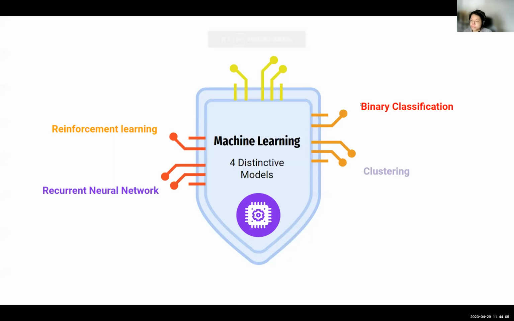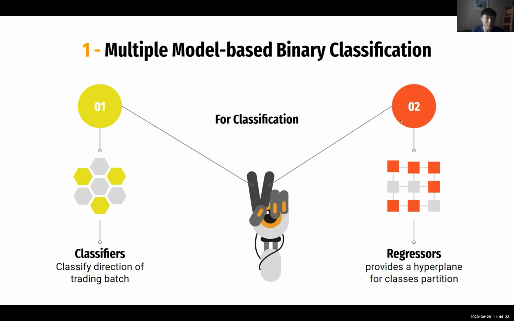Okay, so next we will be talking about our four distinctive machine learning based models. The first one is the reinforcement learning model. The second one is the RNN one. The third one is a binary classification one. And the last one is the clustering-based one.